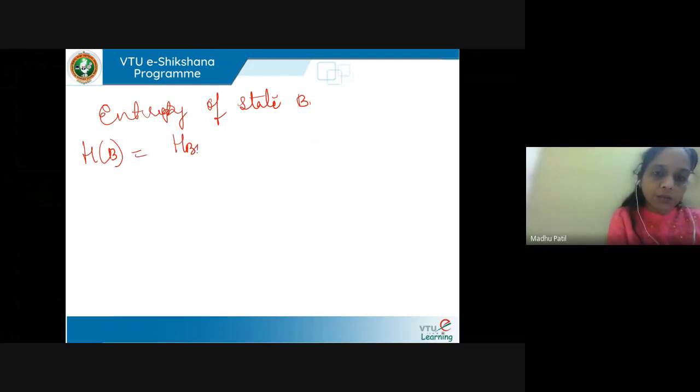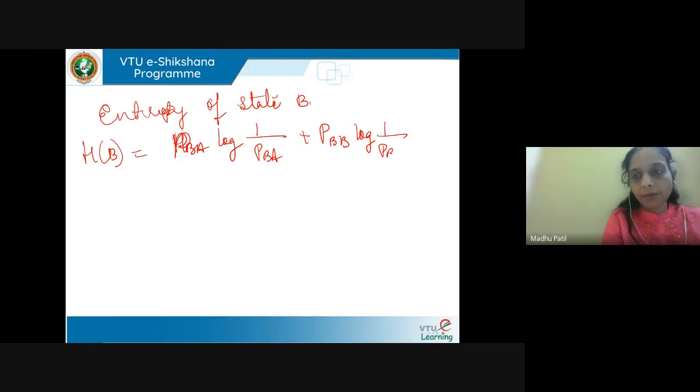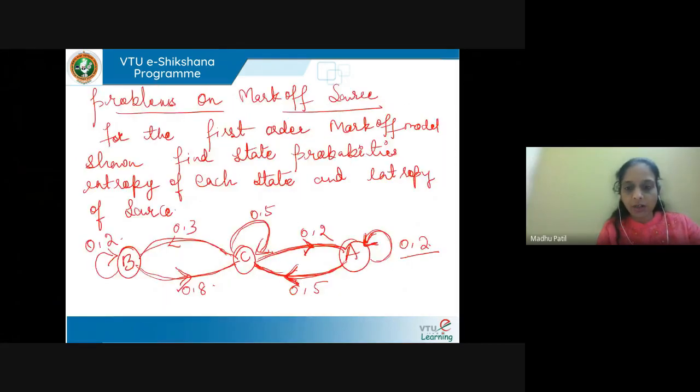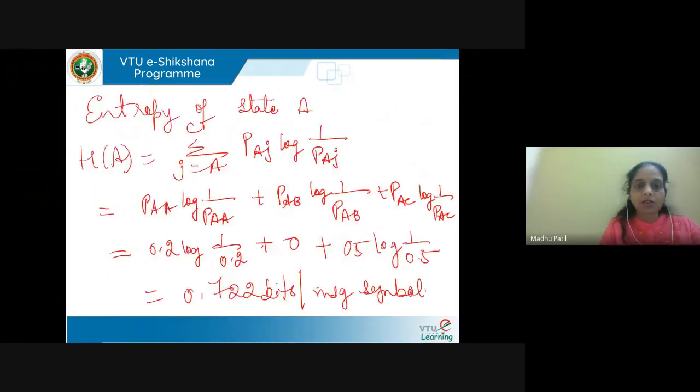Next, the entropy of state B, which is H of B. Using the same equation, this is PBA log of 1 by PBA, plus PBB log of 1 by PBB, plus PBC log of 1 by PBC. What is PBA? There is no connection between B to A, as we have seen from the state diagram. So I substitute that as 0.